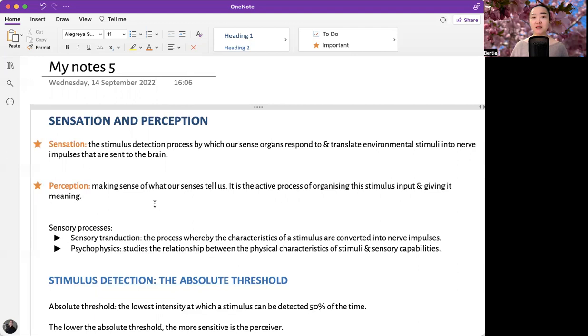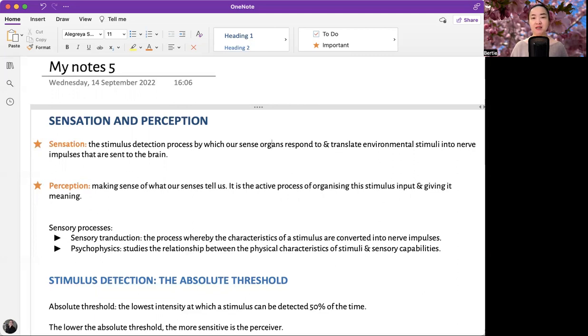Perception is about making sense of what our senses tell us. It is the active process of organizing the stimulus input and giving it meaning. Sensory process. Sensory transduction, the process whereby the characteristics of a stimulus are converted into nerve impulses.